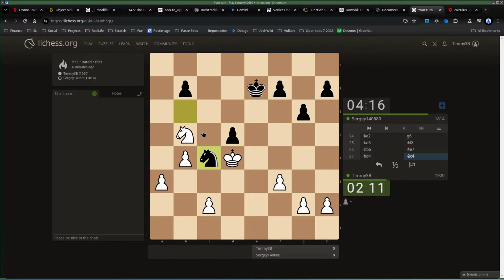Here, check, I go there. Maybe he takes that pawn. But after he takes, I go there, so definitely win this pawn. And then I just walk. Yeah, come on. This just really has to win.